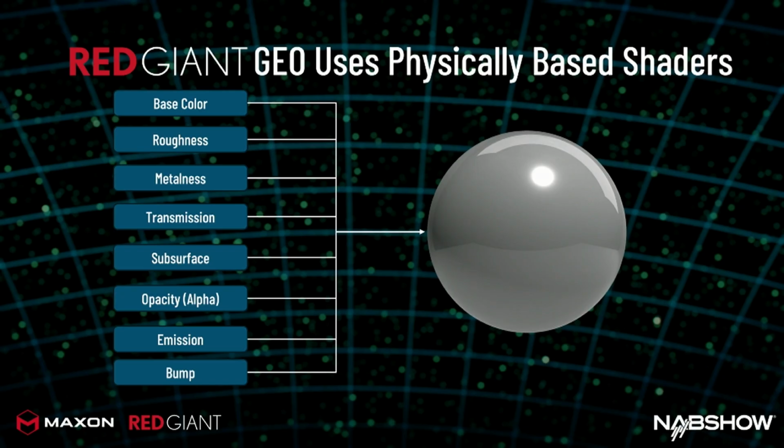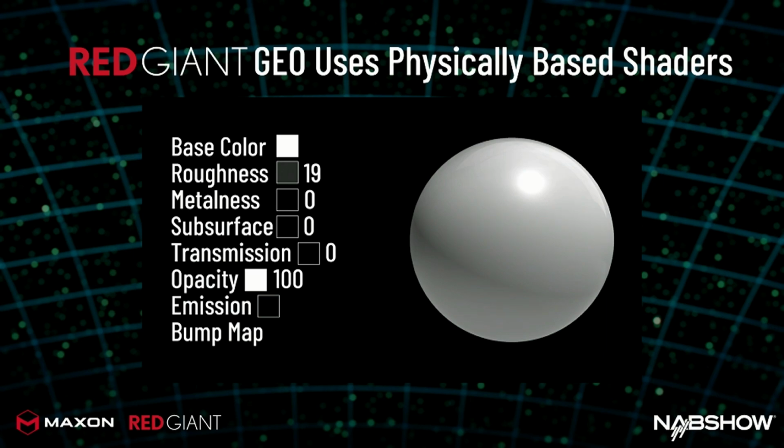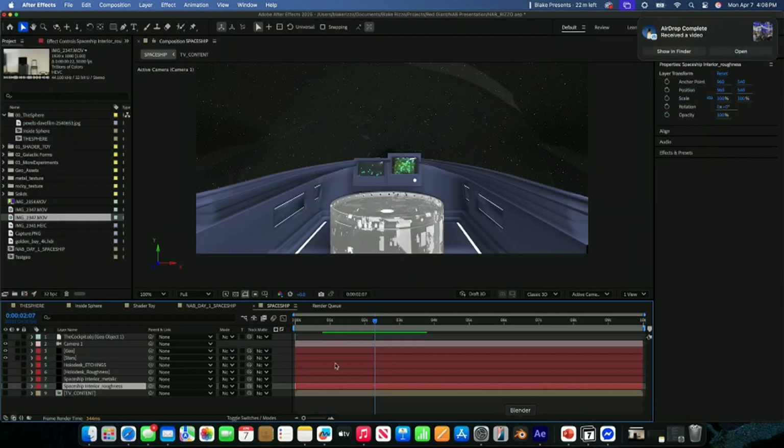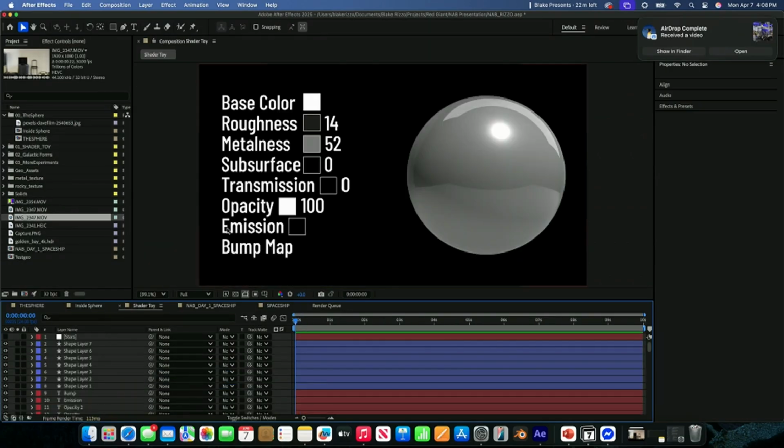Is it made of glass? Is it shiny? Is it not shiny? All these different things. Is it glowing? All this and more affects the surface of an object. I made a really quick shader, I call it a shader toy, because we can quickly dial things in and go value by value to show you what each one does.